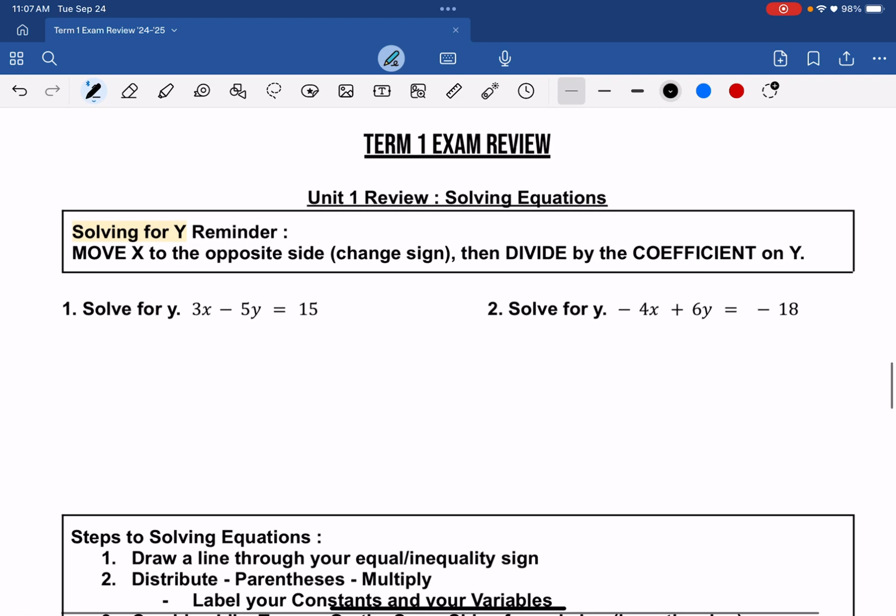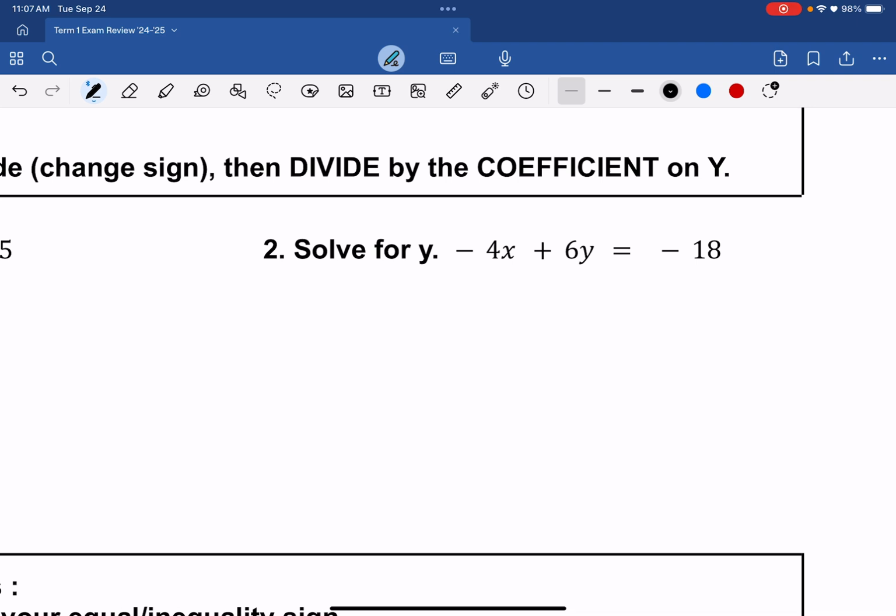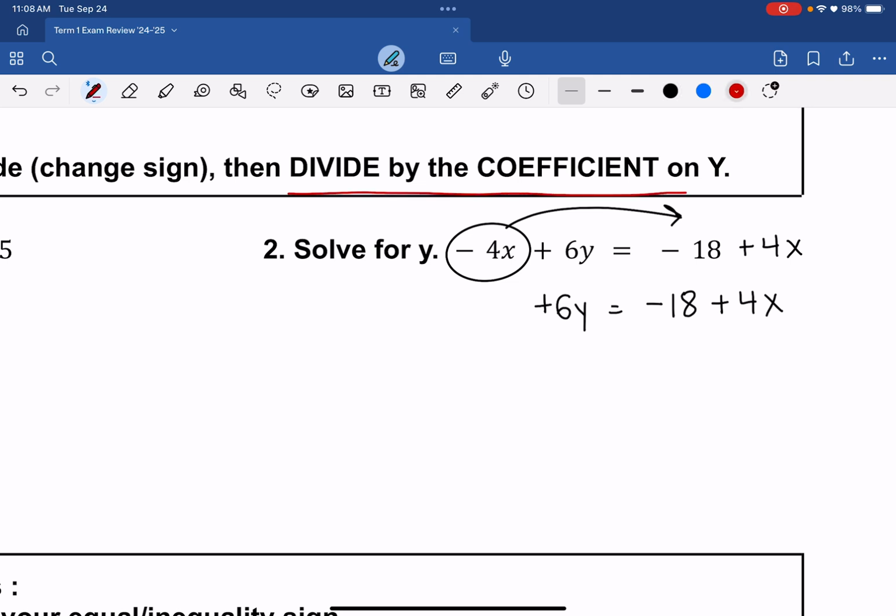All right, so I'm going to do one from each of these sections, okay? So I'm going to do the opposite one than what we did in class. So number 2, okay? Every time I'm solving for y, I need to move my x to the other side. But when I do that, I do the opposite sign. So I'm going to add 4x. But when I add 4x, I cannot physically add -18 and 4. One's a variable, one's a constant. Okay, so what I have left is a positive 6y, -18 plus 4x.